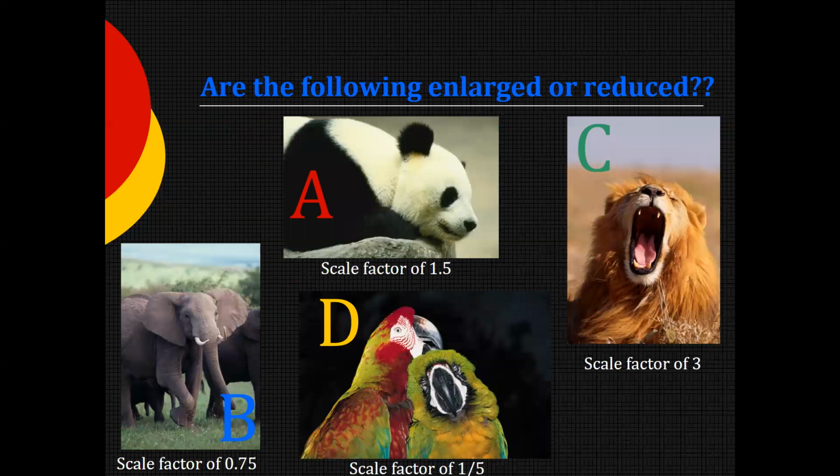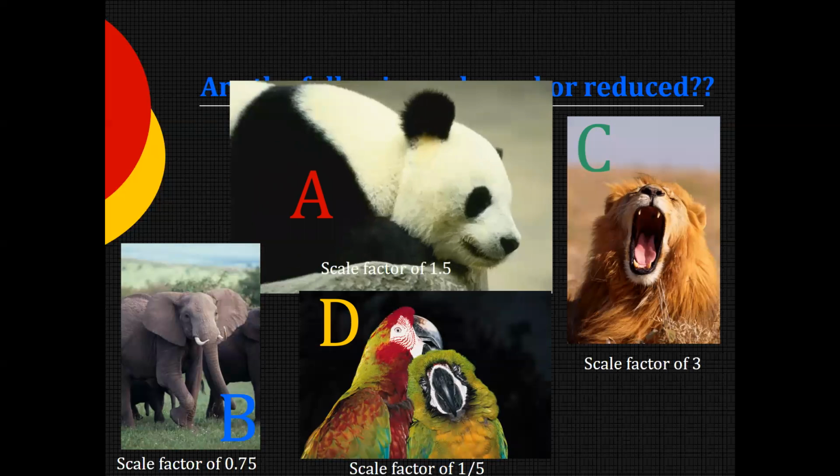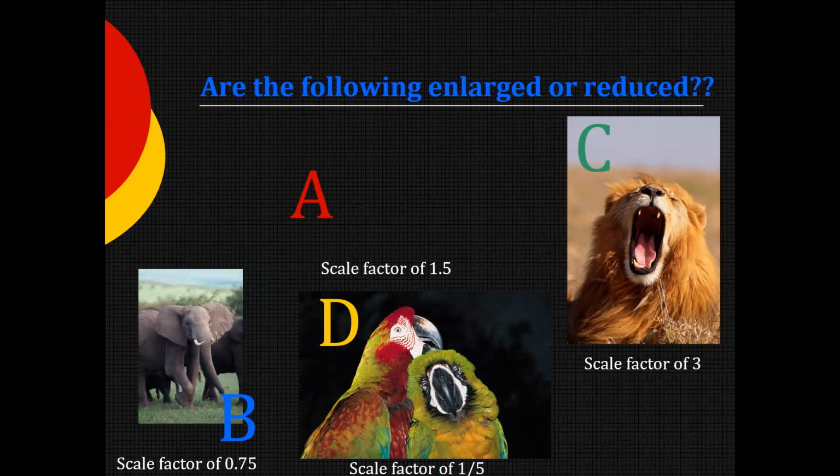So looking here, are the following enlarged or reduced? If we look at letter A, it says we're going to have a scale factor of 1.5. So what that would do to this picture is exactly this. It's going to make it larger. So there, our picture got enlarged. Letter B, we have a scale factor of 0.75. That means our picture of our elephant is going to be reduced in size just like that.